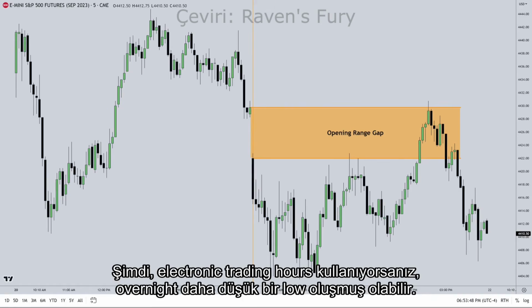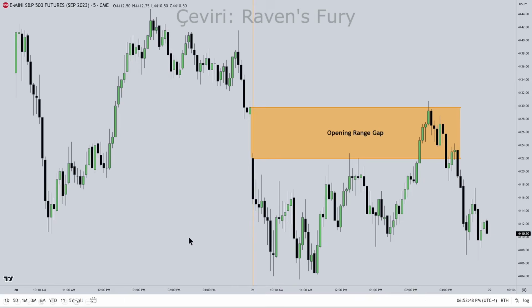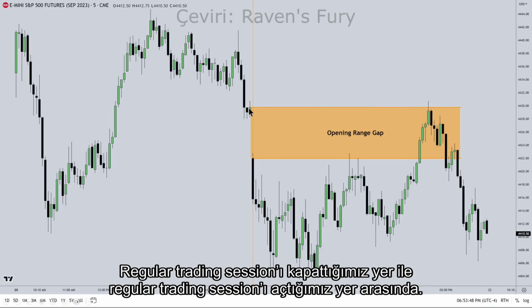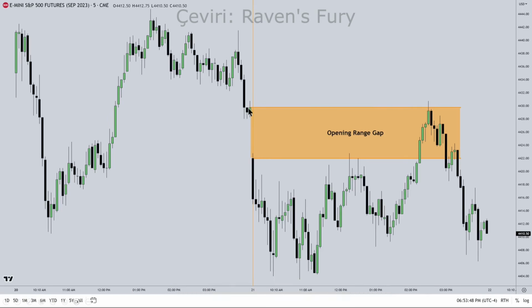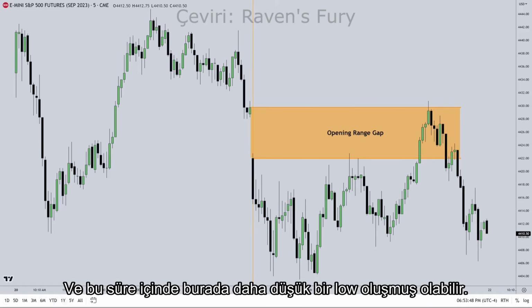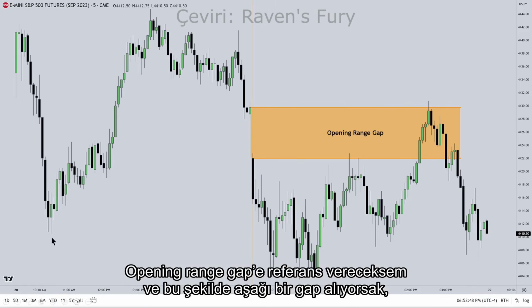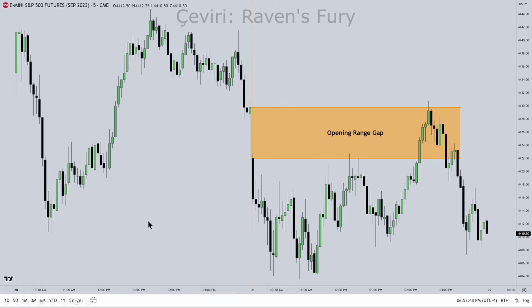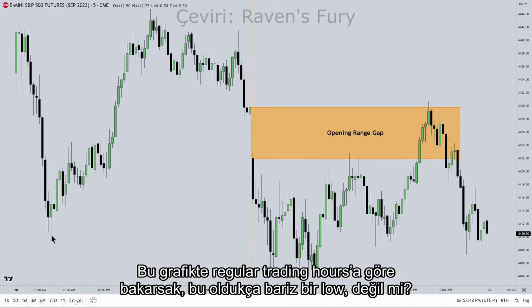Now, if you're using electronic trading hours, you may have a lower low overnight. In other words, between these two price points here, where we closed at regular trading session and opened at regular trading session, you have all of the 6 p.m. to 9:30 in the morning worth of trading that could have made a lower low here. I don't care. If I'm going to refer to the opening range gap and we get a gap lower like this, I'm filtering out all of the overnight price. That's it. What low would I be looking at? Well, on regular trading hours on this chart, that's a pretty obvious low, isn't it?